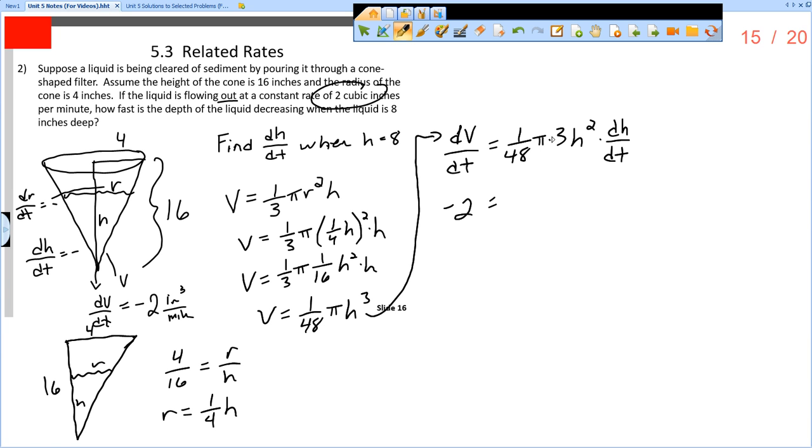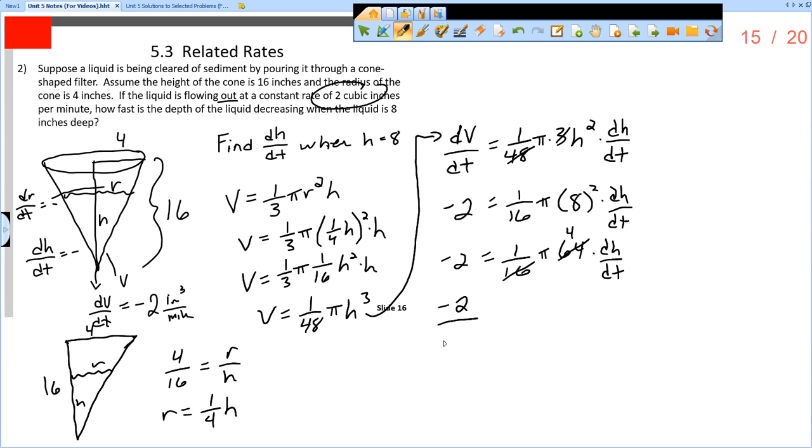So -2 equals, now I'm going to simplify here, 3 and 48 gives me 1/16 pi times h squared times dh dt. What is h? Well, we want to know dh dt when h is 8. Now we can simplify a little further before we solve. 1/16 pi times 8 squared, which is 64, times dh dt. 64 and 16 reduce, this would just be 4. So I have 4 pi times dh dt. I'm going to divide both sides by 4 pi.